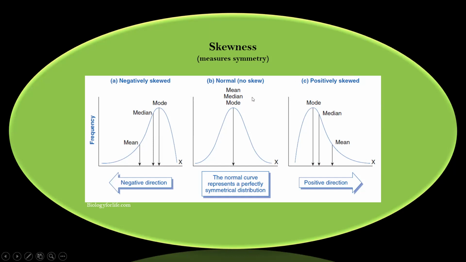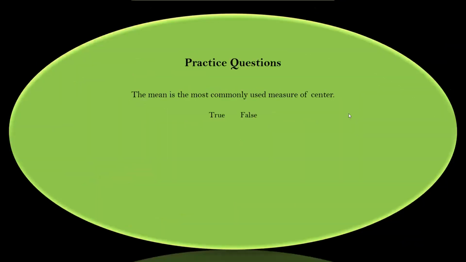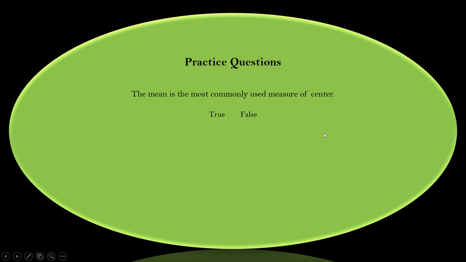So under ideal circumstances, the mean is the one we want to use. It takes into account all the data. It tends to be the most representative. But if we have skewness, the more skewness we have, typically because of an outlier, the mean is going to get pulled the furthest. And so we have to be careful in those circumstances. So let's do a few practice questions.